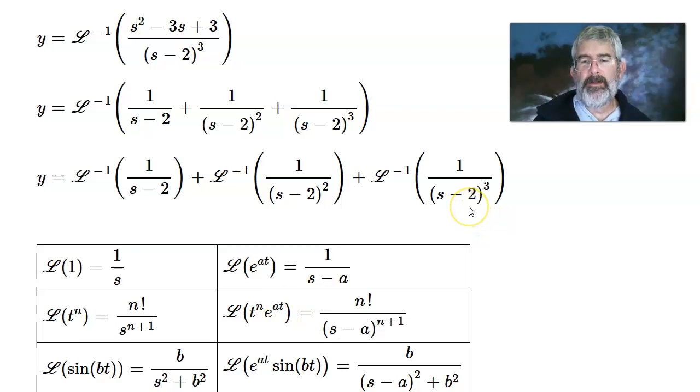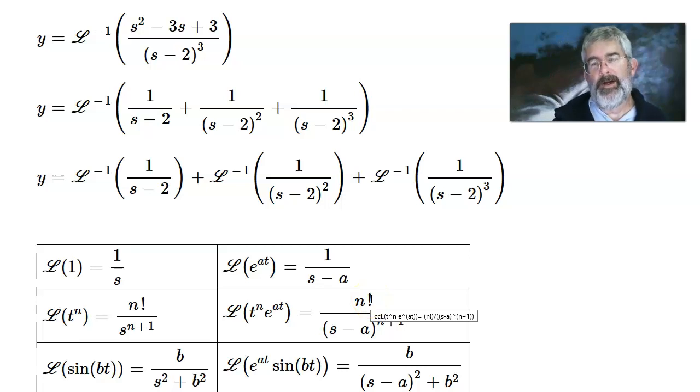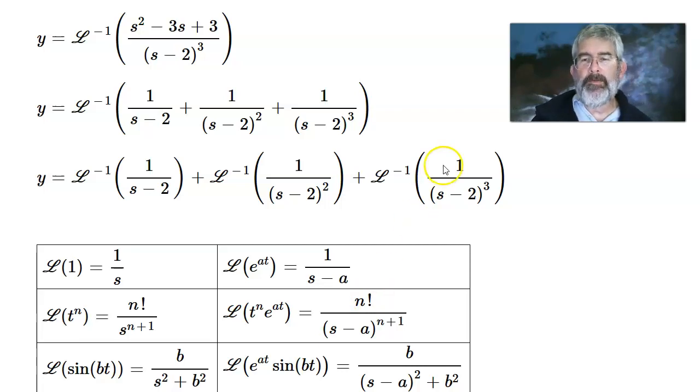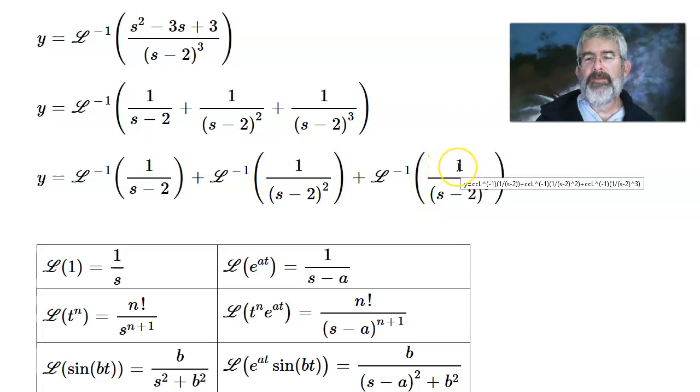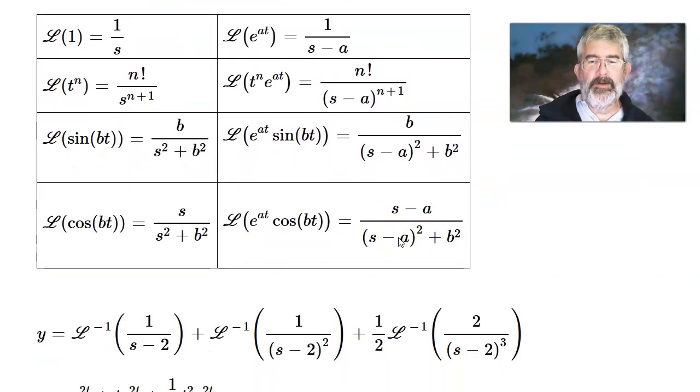And this last one is again looking like this one. However, with a 3 here, this is saying that n is 2, so I need a 2 factorial on the top. I have a 1 on the top. 2 factorial is 2, so if I were to change that 1 into a 2 times a half, then I could factor out the half. So down below here, that's what I've done.